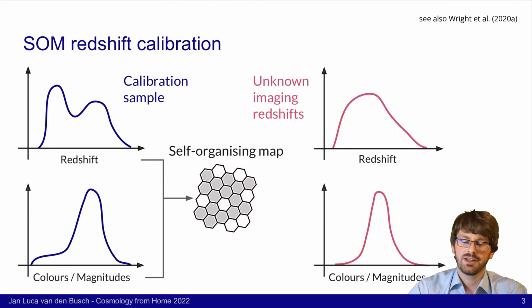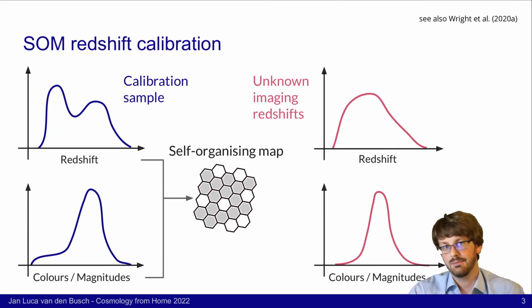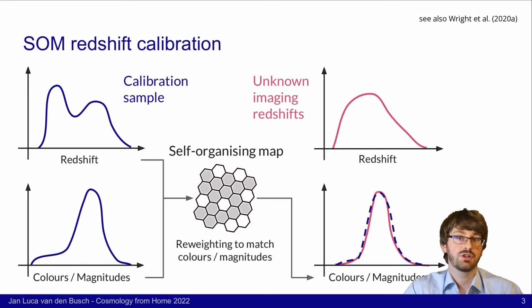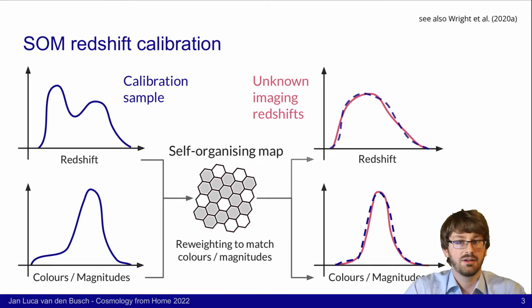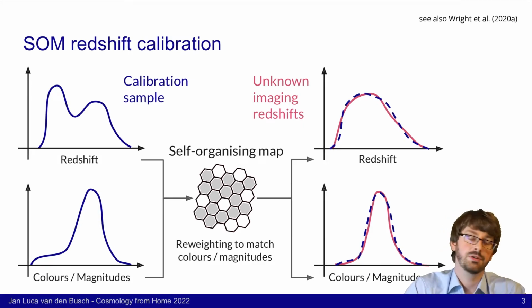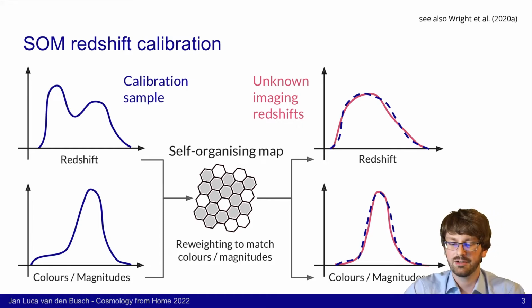So now the idea of this calibration method is that we employ a self-organizing map, hence the name SOM calibration, to construct a reweighting scheme that allows us to match the distribution of these observables between, on the one hand, the calibration sample and the imaging data, as shown here in the toy model. If we then consider the reweighted redshift distribution of the calibration sample, we can use that as a direct estimate for this unknown redshift distribution of the imaging data.